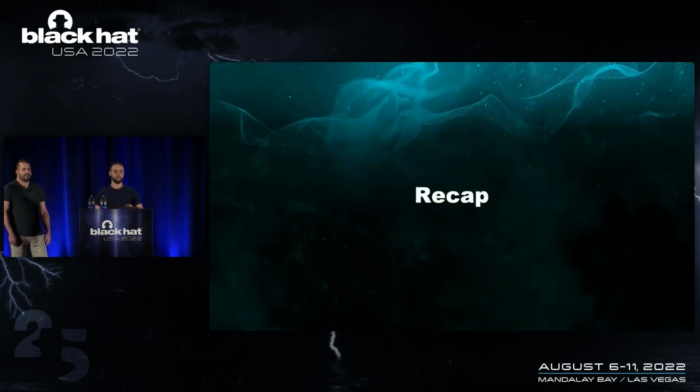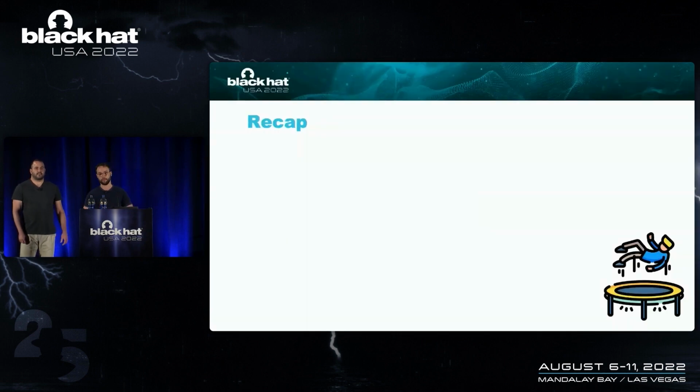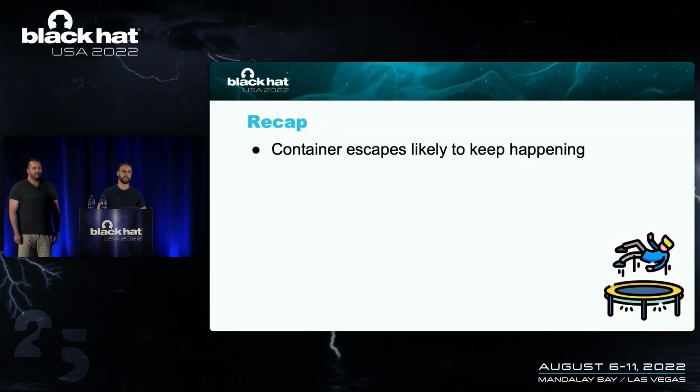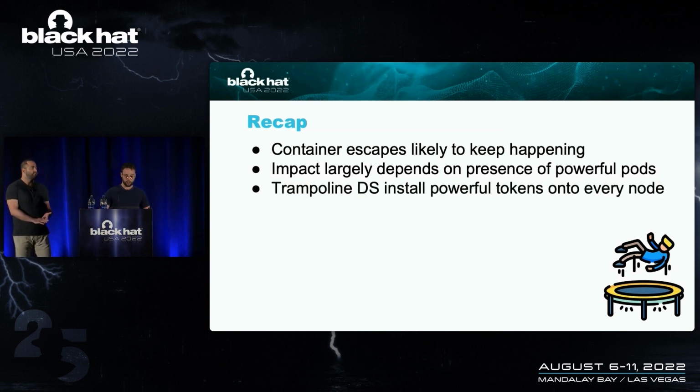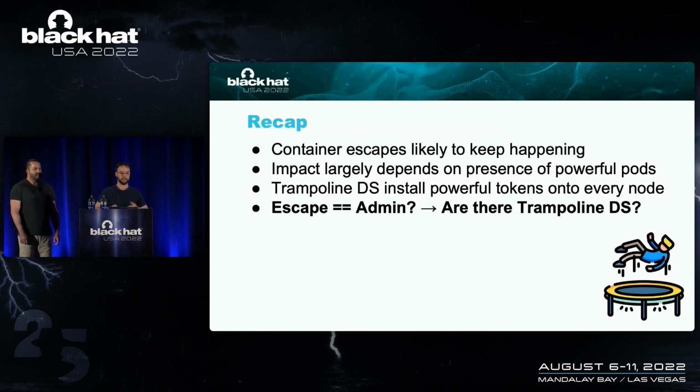So Shaul and myself talked about a few subjects. Let's try to do a quick recap. We started off by talking about container escapes and understanding they are likely going to continue to happen. We then talked about how their impact largely is dictated by the presence of powerful pods, or trampolines, on the compromised node, right? And we defined what powerful pods are. We also talked about how trampoline daemon sets install those trampolines onto every single node in your cluster. So if you want to really answer whether a single container escape actually equals cluster admin, what we are really asking is, are there trampoline daemon sets in the cluster? Who installed them? Are they common? And so on.